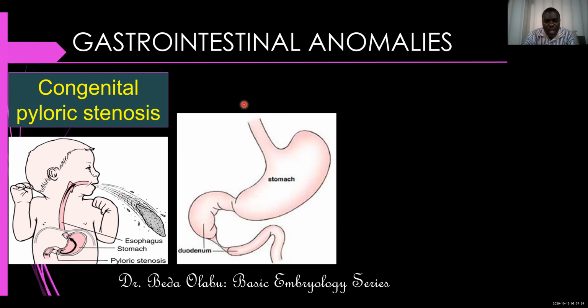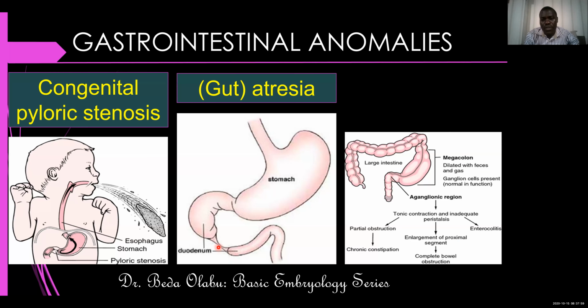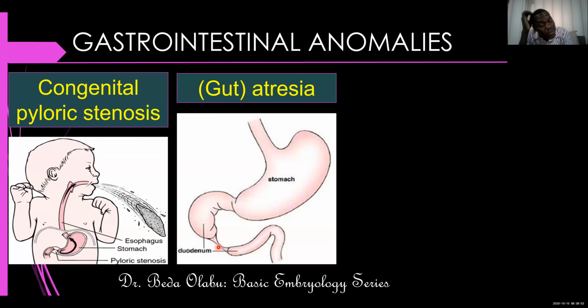You can have a scenario where the duodenum is not patent. Blockage of any tubular structure could be termed as atresia. The term atresia means blocked. The term stenosis means narrow. So if a part of a gut is narrowed, then we call it stenosis. If a part of a gut is blocked, then we call it atresia. In this case, it's the duodenum, so we can call it duodenal atresia.